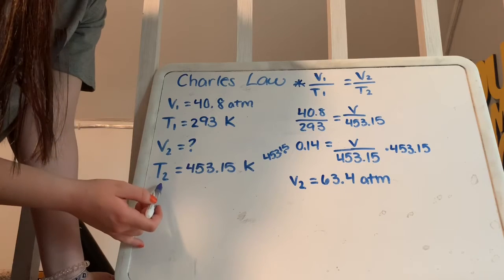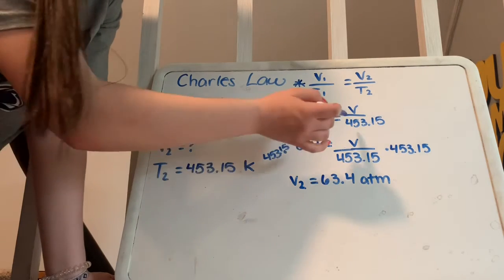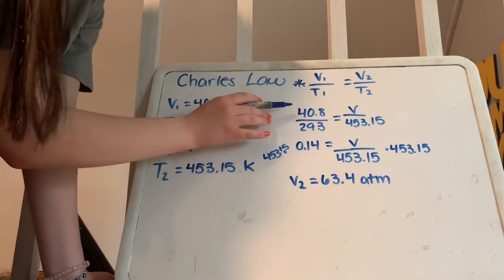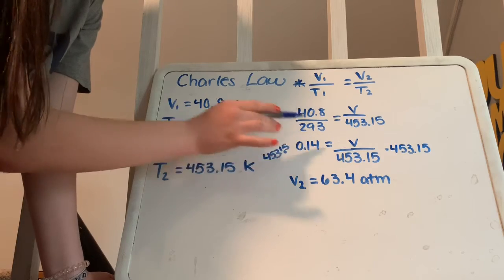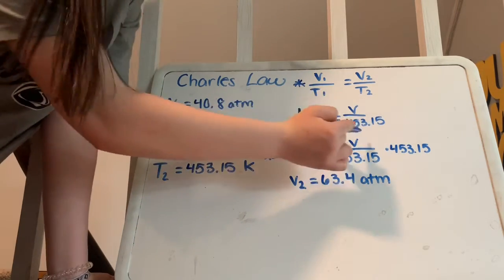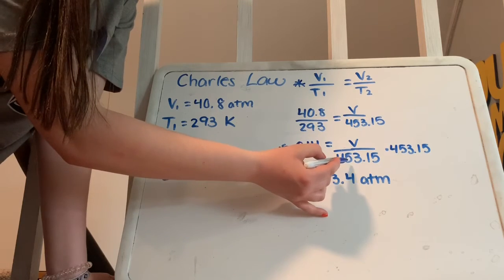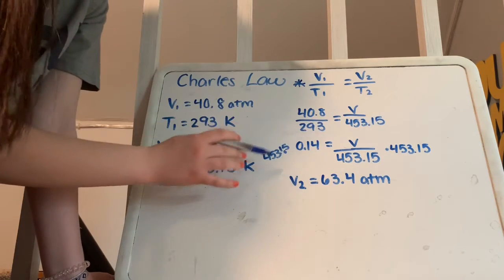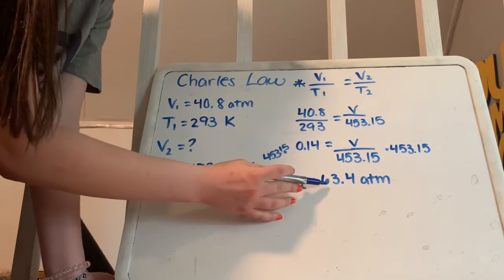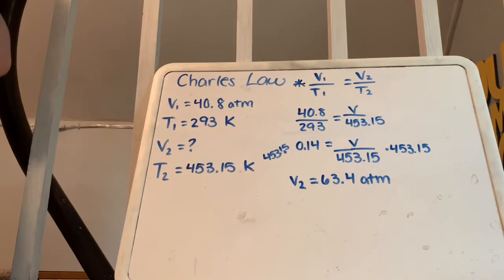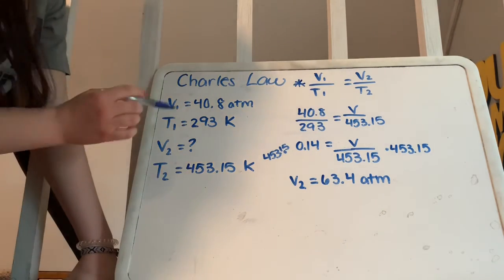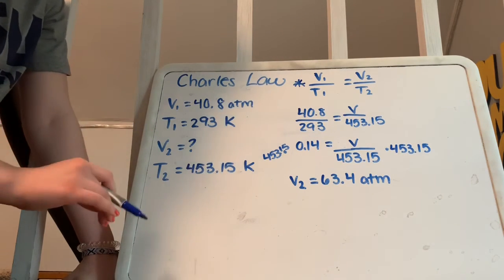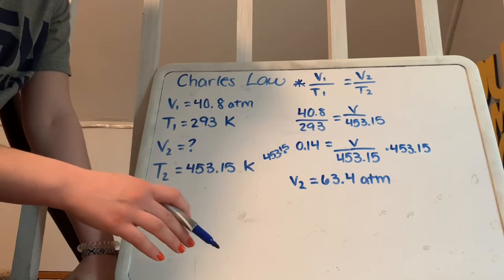And then the after temperature, which is 453.15. So we divide these two numbers, which gives us 0.14, which equals still this right here. And we're going to multiply both sides to get the volume by itself by 453.15 on both sides. So the volume is equal to 63.4, which shows that because the temperature rose, so did the volume, which increased the volume of the popcorn before it was popped and after it was popped.